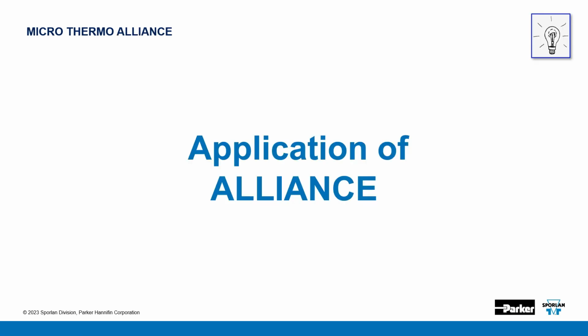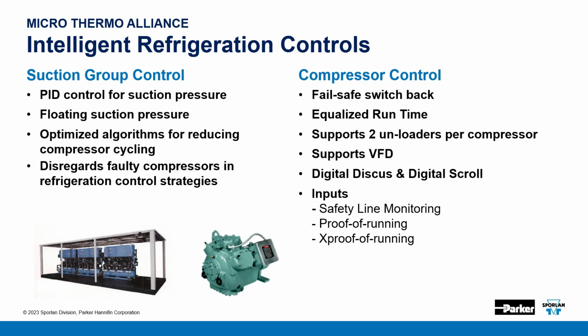So the application of Alliance intelligent refrigeration controls through smart nodes. For suction group control, we have a PID to control suction pressure. We can float the suction pressure as high as possible as long as we make sure we're making temperature in the cases and fixtures. We have an algorithm that reduces compressor cycling, and we run the minimum amount of compressors to meet the load and to meet temperature. And we disregard any faulty compressors in refrigeration control strategies.